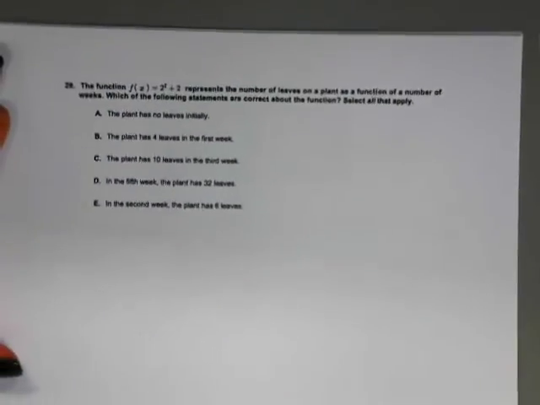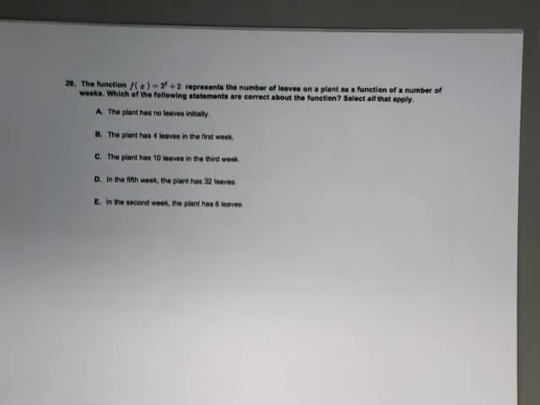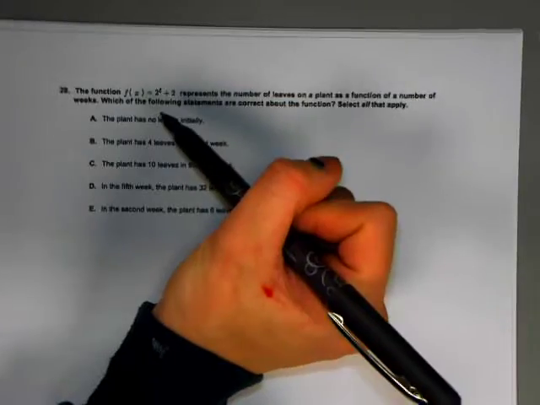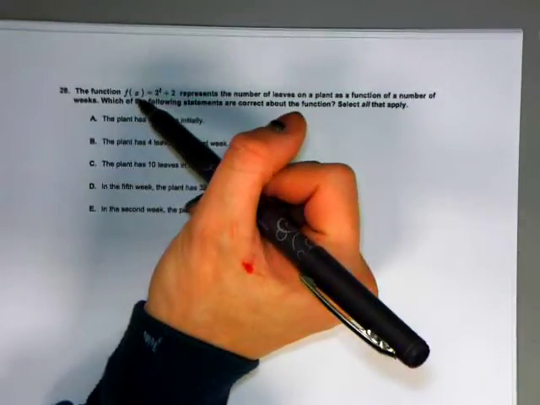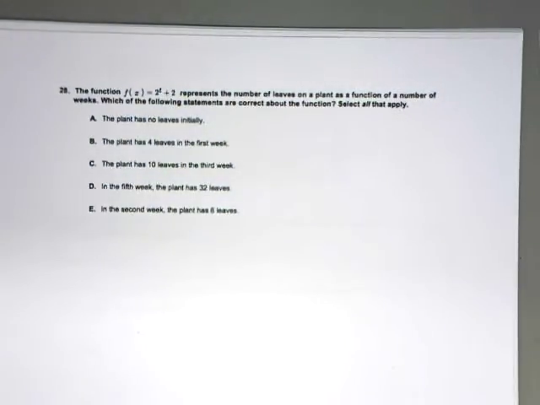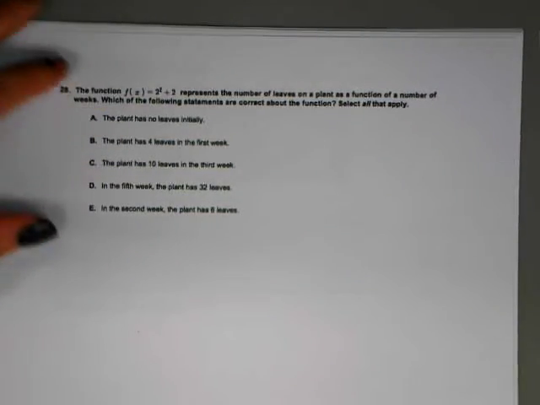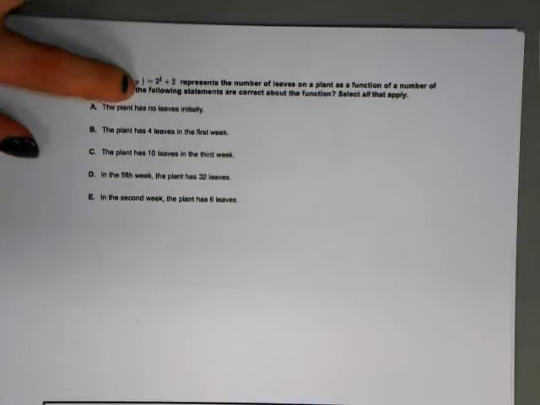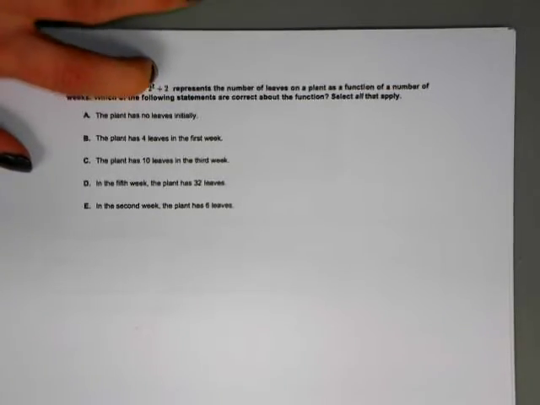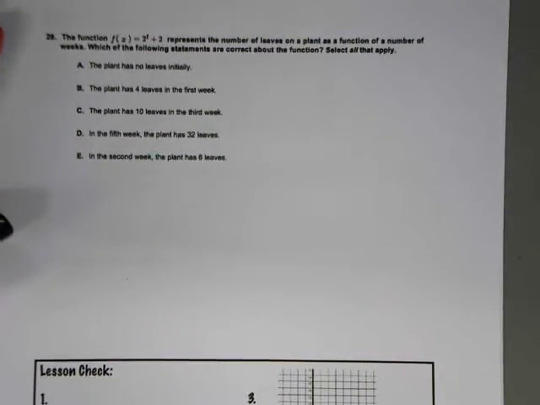The function f of x equals 2 to the t power plus 2 represents the number of leaves on a plant as a function of the number of weeks. Which of the following statements are correct about the function? So just so you guys know, this is messed up. This should be f of t. This was actually screenshotted from the practice test, so they just made an error. But the variable in parentheses should always match the input variable. So either way, t, the input, is going to be the number of weeks, the time, and the answer you get is going to be the number of leaves.